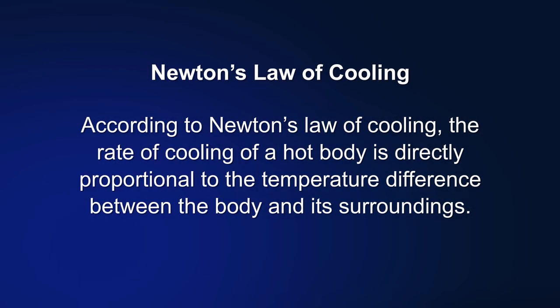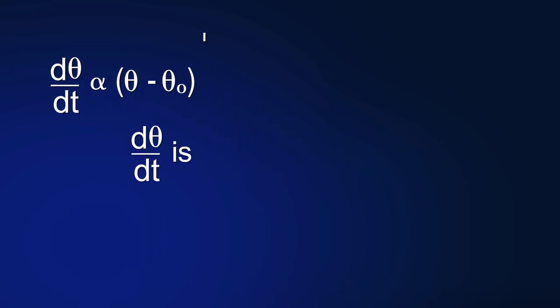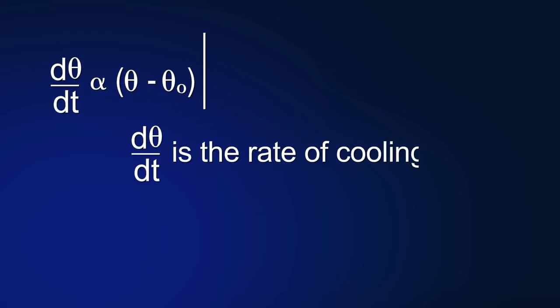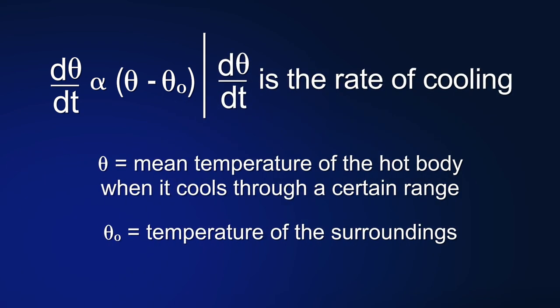Principle. According to Newton's law of cooling, the rate of cooling of a hot body is directly proportional to the temperature difference between the body and its surroundings. That is, dθ/dt is directly proportional to θ minus θ0, where dθ/dt is the rate of cooling, θ is the mean temperature of the hot body when it cools through a certain range, and θ0 is the temperature of the surroundings.